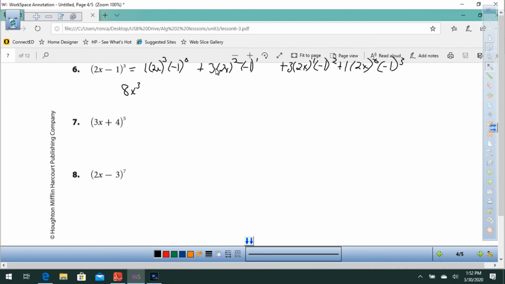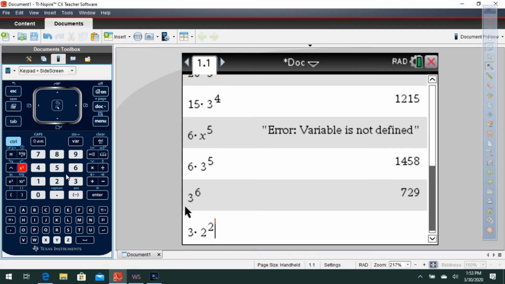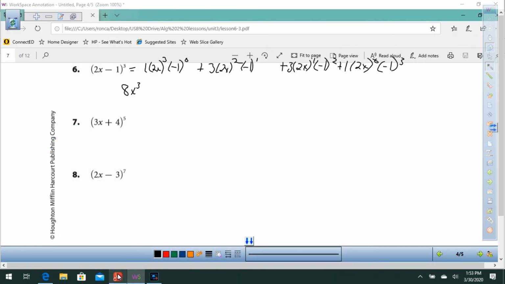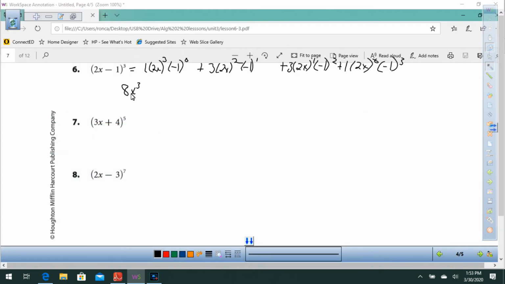Now let's take a look at this next one. We got 3 times 2 squared. 3 times 2 squared times, and that was negative 1. And that was the first power, wasn't it? Yep. So we can just, we got minus 12. So minus 12 and then x squared.